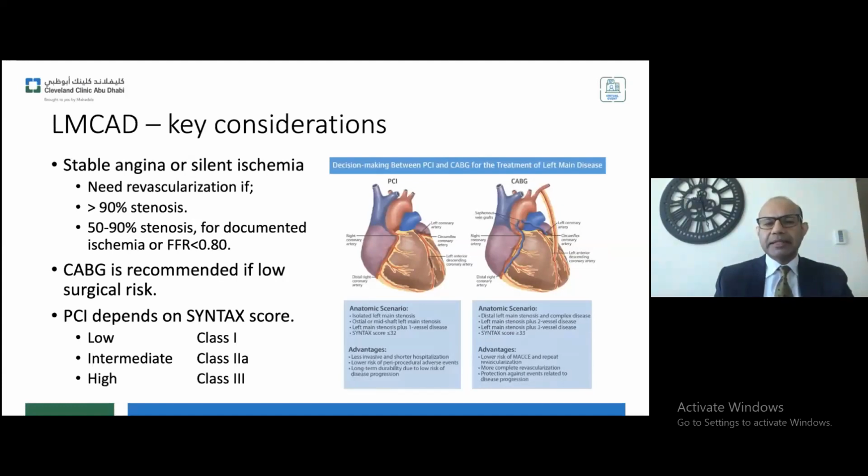CABG is still a class 1 recommendation in this pathology if the surgical risk is low and the outcome is likely to be a good one. PCI remains a reasonable alternative, but it has to be guided by SYNTAX score. And there's agreement that if the SYNTAX score is low, then it's possibly a class 1 indication. For intermediate SYNTAX score, class 2A, and for high SYNTAX score, a class 3 indication.